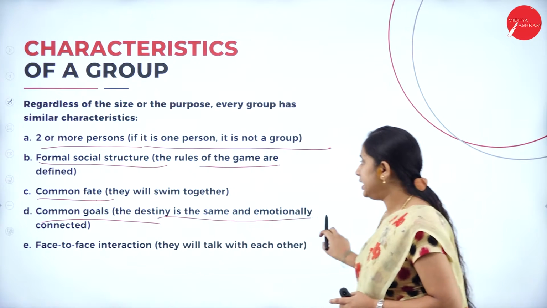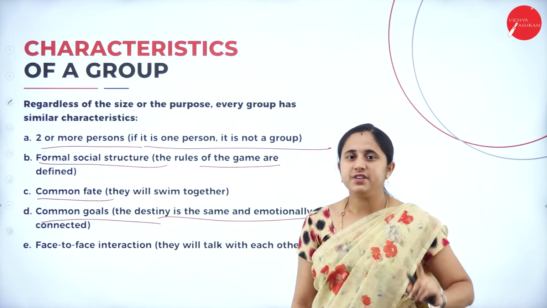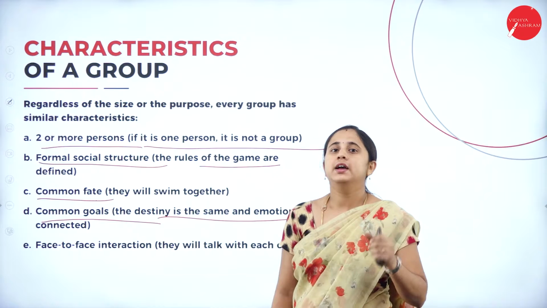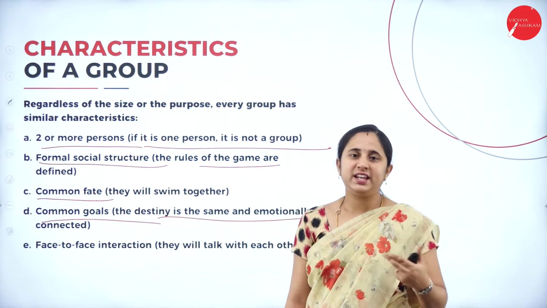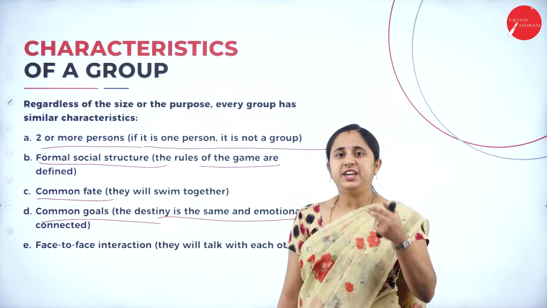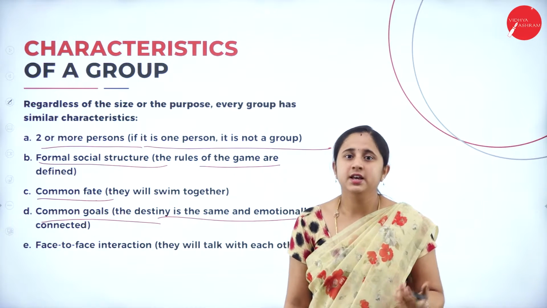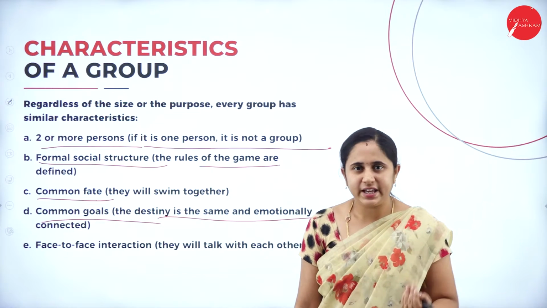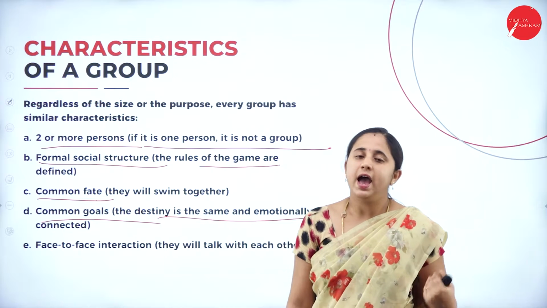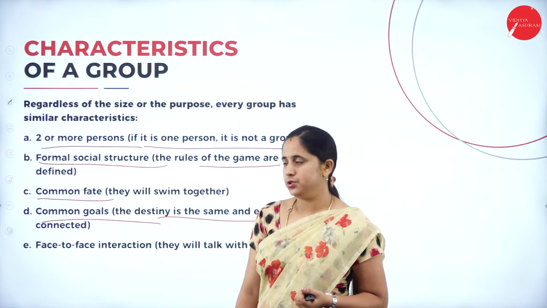Next one, common goal. The destiny is the same and emotionally connected. If an individual fulfills his task, it is emotionally connected with all the group members. If he fails to perform or makes any mistakes, it is again emotionally connected. It is connected with other individuals as group members. So they share common goals.